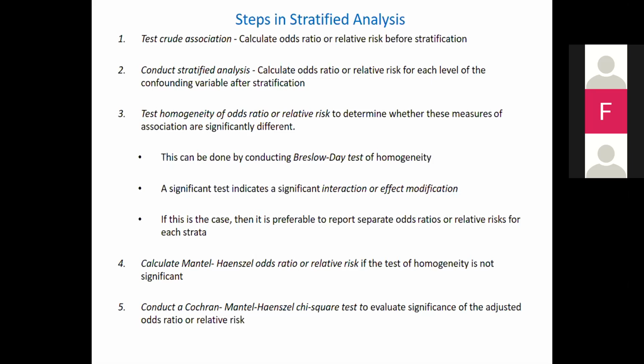The next step is to calculate the Mantel-Haenszel odds ratio or relative risk if the test of homogeneity is not significant. If it was significant, you stop at step 3, because that shows it's an effect modification and that particular variable is not a confounder. But if it's not significant, it shows that they are the same, and then you go further. Now calculate the Mantel-Haenszel odds ratio or relative risk. Then conduct the Cochran-Mantel-Haenszel chi-square test to evaluate the significance of the adjusted odds ratio.